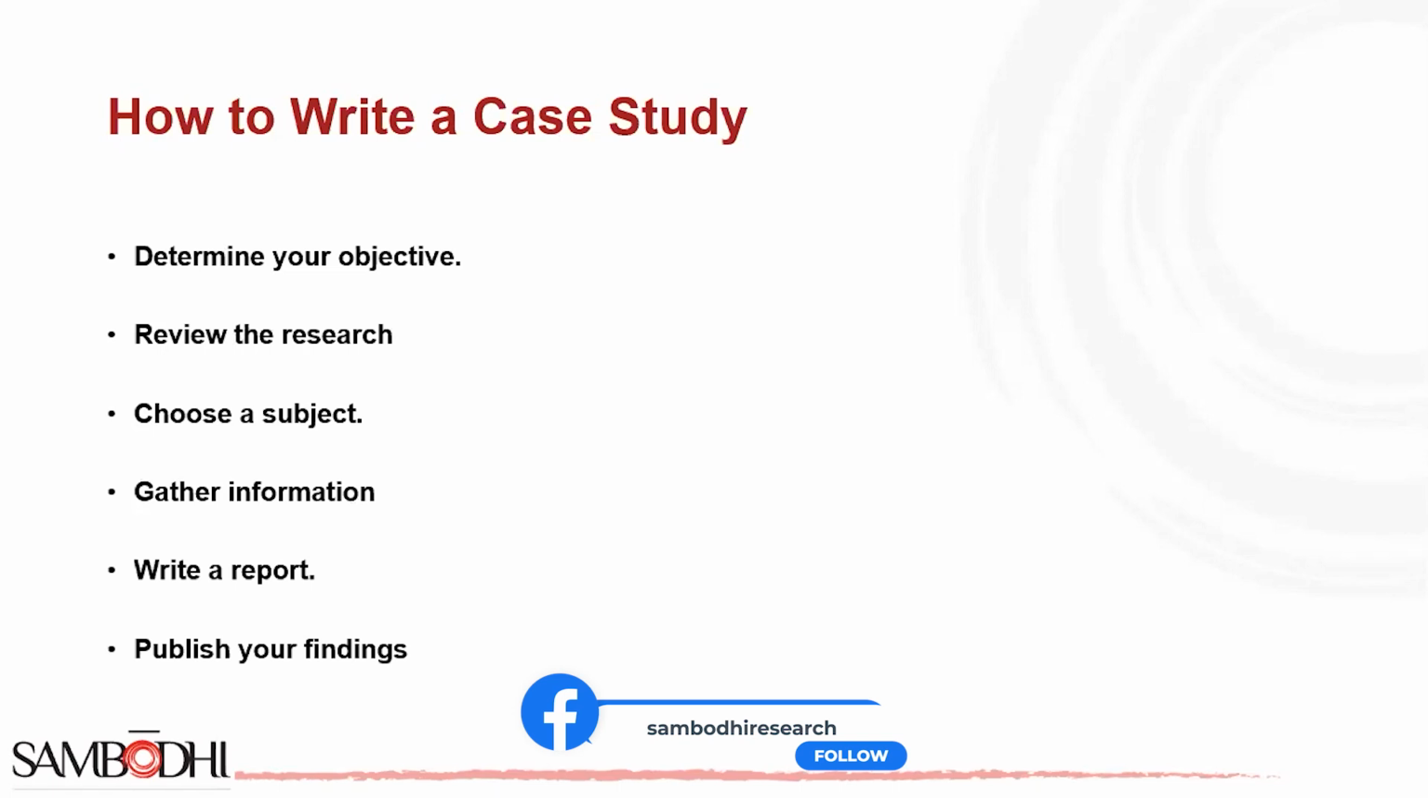Similar to a research paper, most case studies include 5 sections. That could be an introduction, a literature review, an explanation of your methods, discussion of your findings and implications, followed by a conclusion. Publish your findings. Once you have written your case study, consider the most engaging way to present your findings.